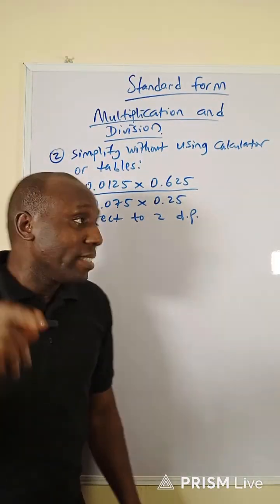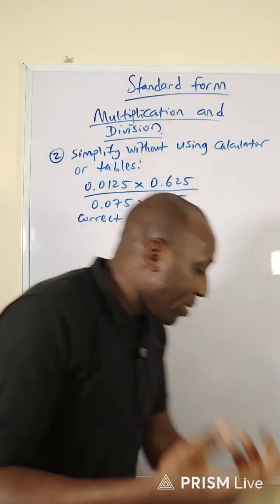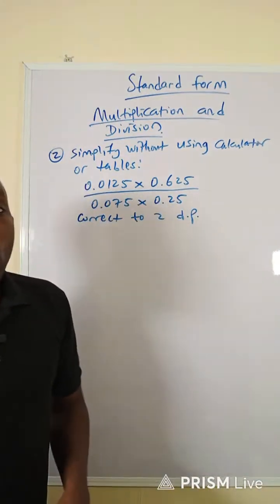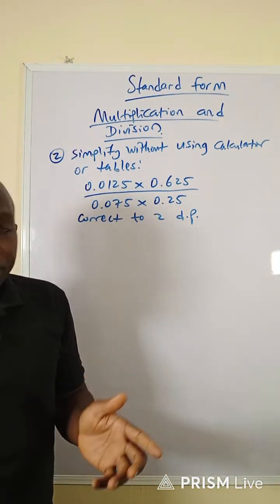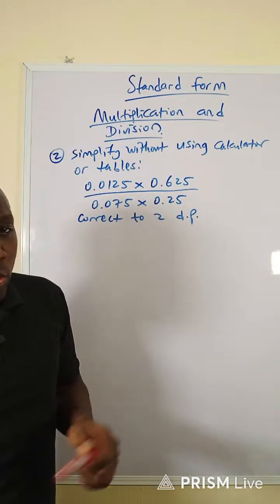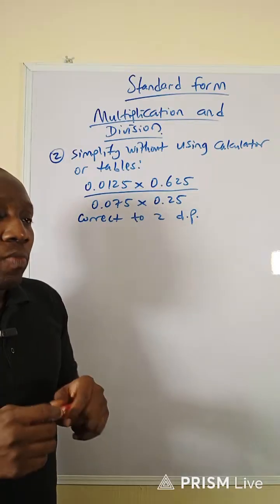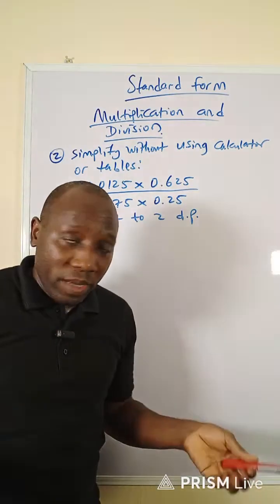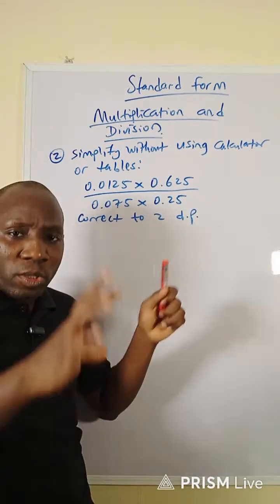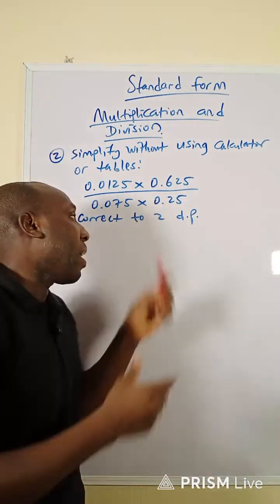Now let me tell you this. In this case, they did not ask us to leave our answer in standard form. I get it. We are doing standard form, but how come we're not leaving our answer in standard form? Don't worry. It's still under standard form. But at times, you may be asked to leave your answer in ordinary number, as is required here. But some of the rules and knowledge of standard form will be applied here.